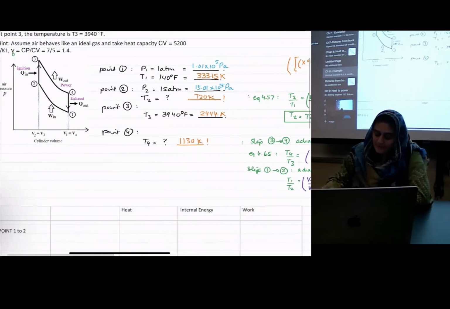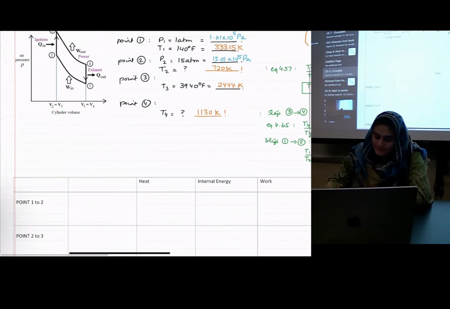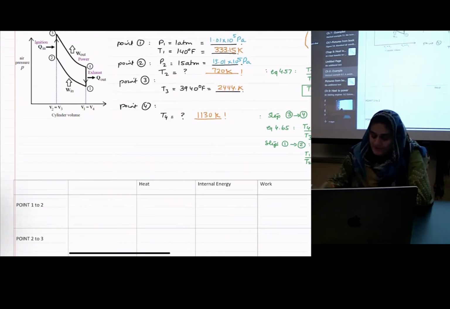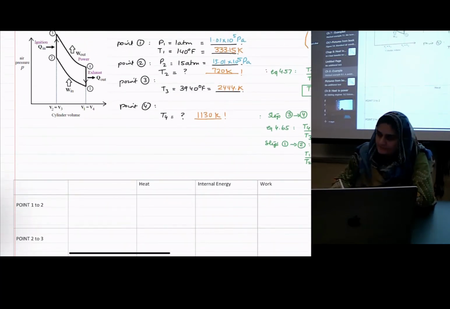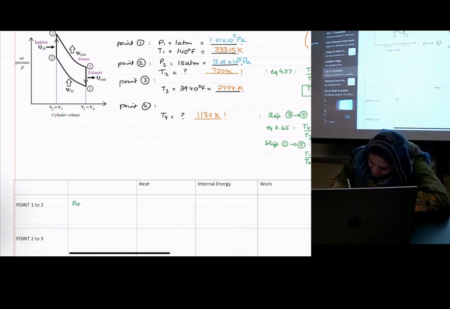Okay, now go back to your picture. What is step 1 to 2? What is that called? Thank you.